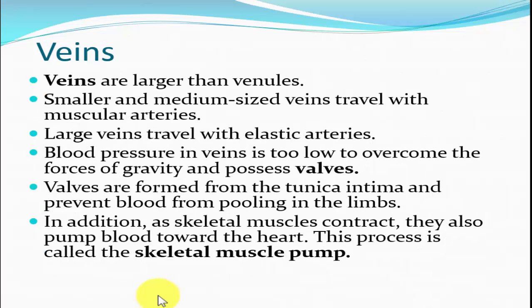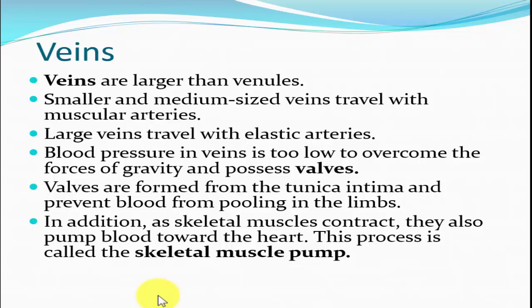Next we have veins, and veins are larger than venules. The small and medium-sized veins travel with muscular arteries. So remember, muscular were our medium-sized, so we have medium-sized veins for those. Large veins travel with elastic arteries, so we talk about our elastic ones near the heart, up near the head, and those are our large veins where we need that blood near our heart and our brain.